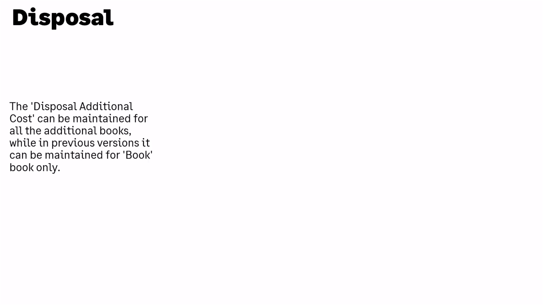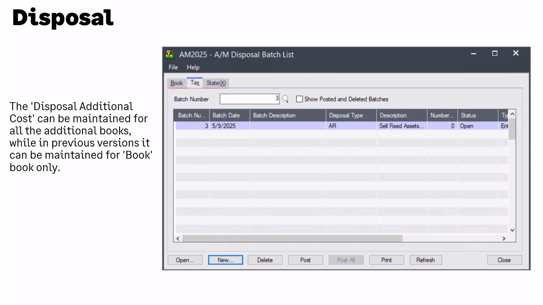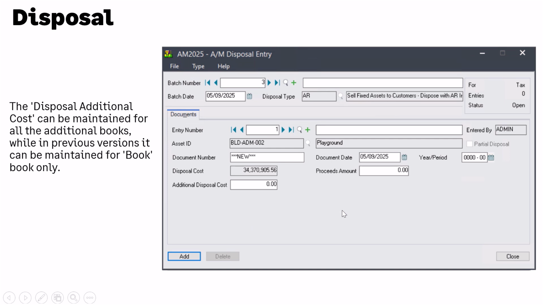As you know, Norming supports up to 5 depreciation books for different management purposes. In my sample data here, I only enabled 3 books, right? While in previous versions, additional cost for disposal transaction was allowed for the basic book only. With this new feature, now you can maintain additional disposal cost for all books.